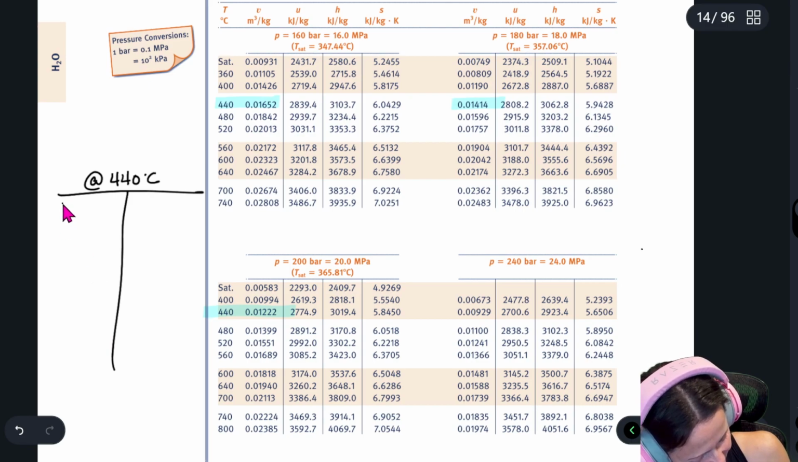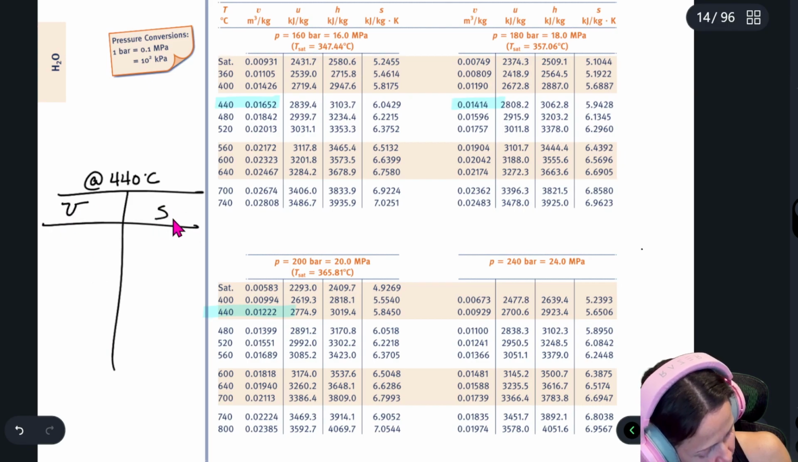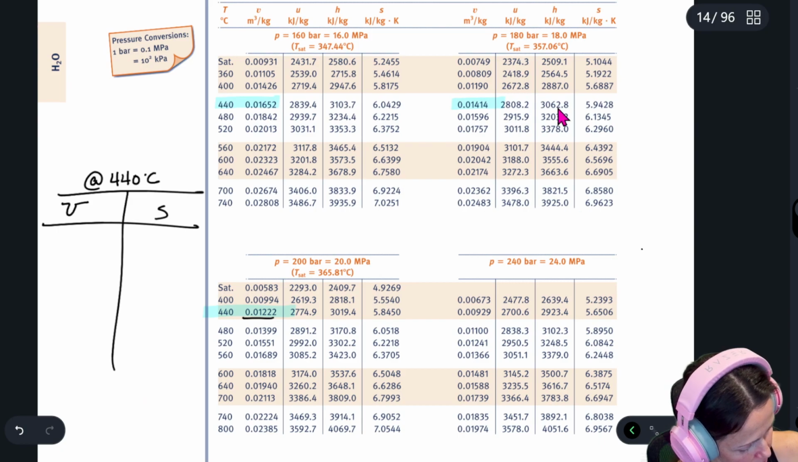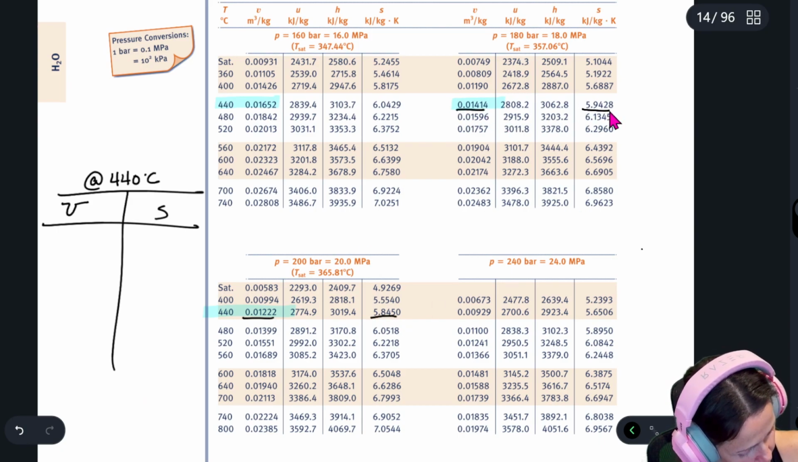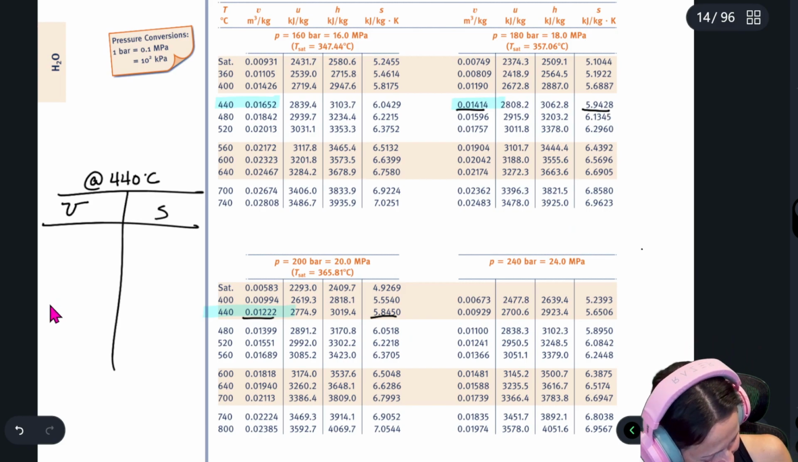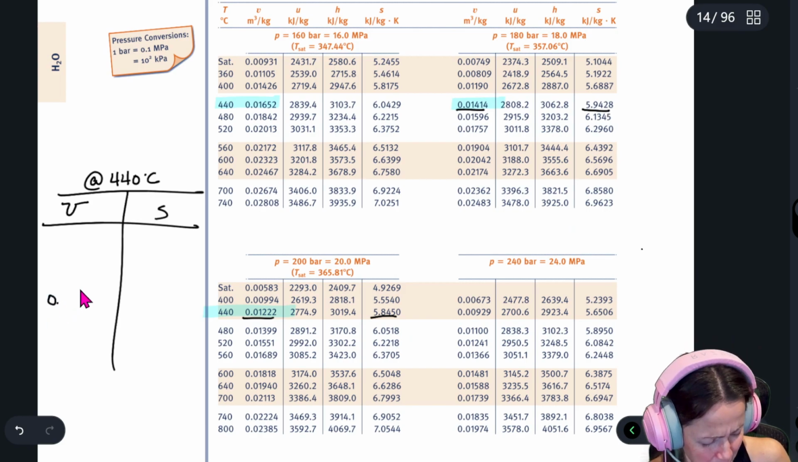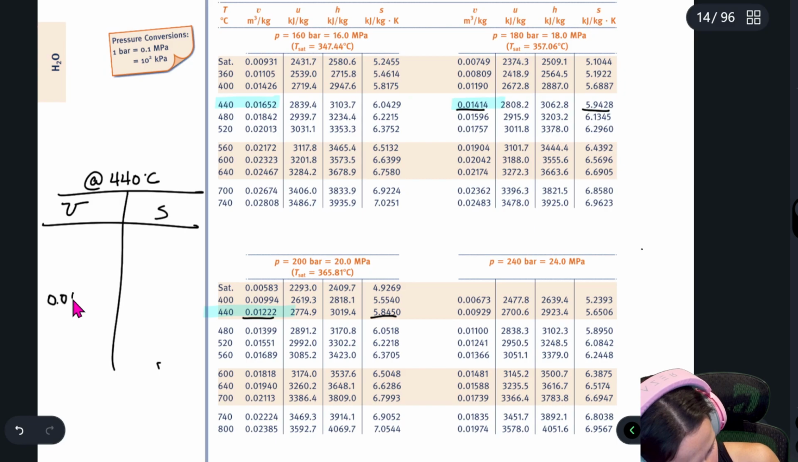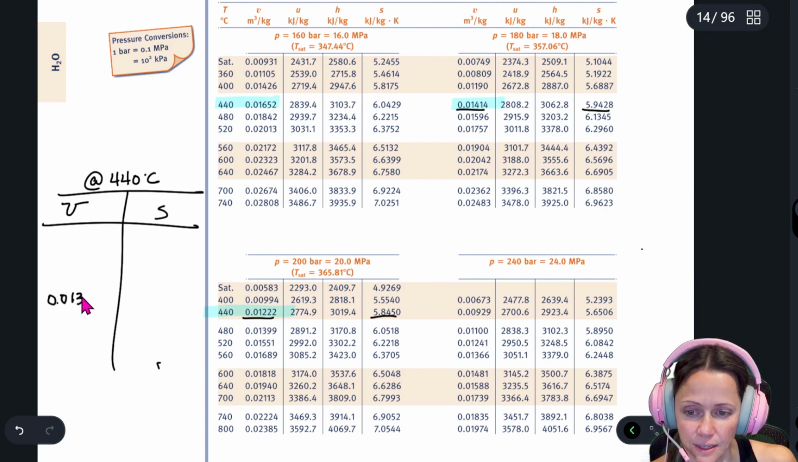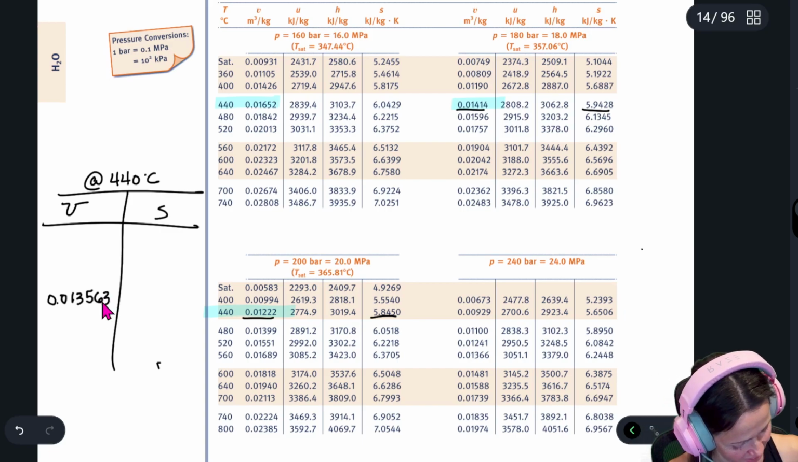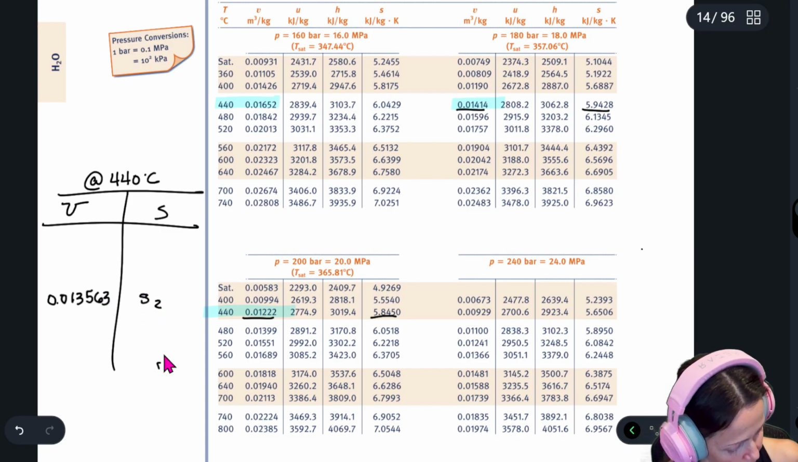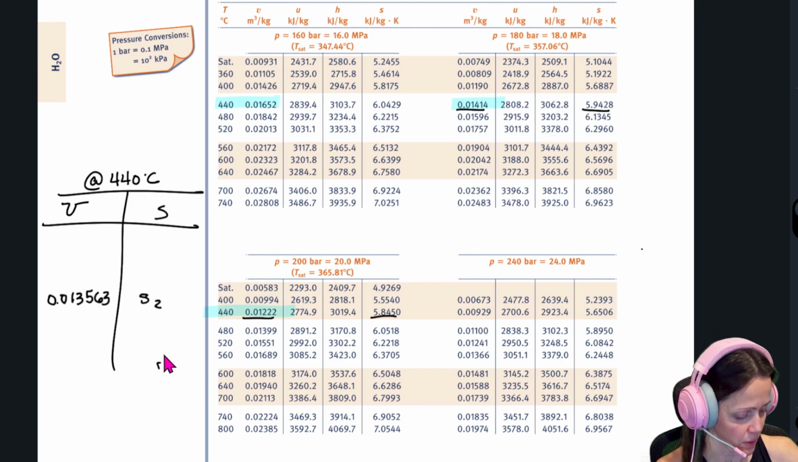All right, so I got a column for specific volume and entropy. Here we go. I'll actually write it in order. I'll take my time this time. 0.013563. That's my S2 value, and then the values right above and below.